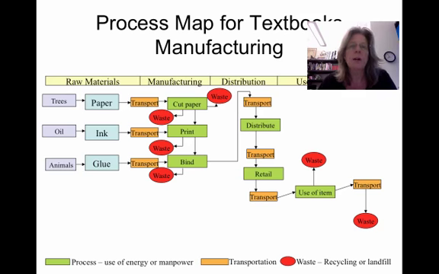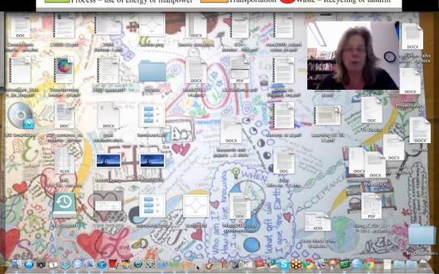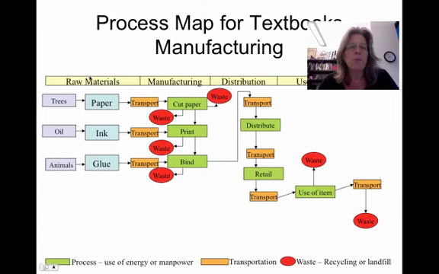This is a picture of a process map for textbooks. And along the top we have the raw materials, the manufacturing, the distribution, the use, and disposal. And this is pretty much going to be the same for every product that's manufactured.